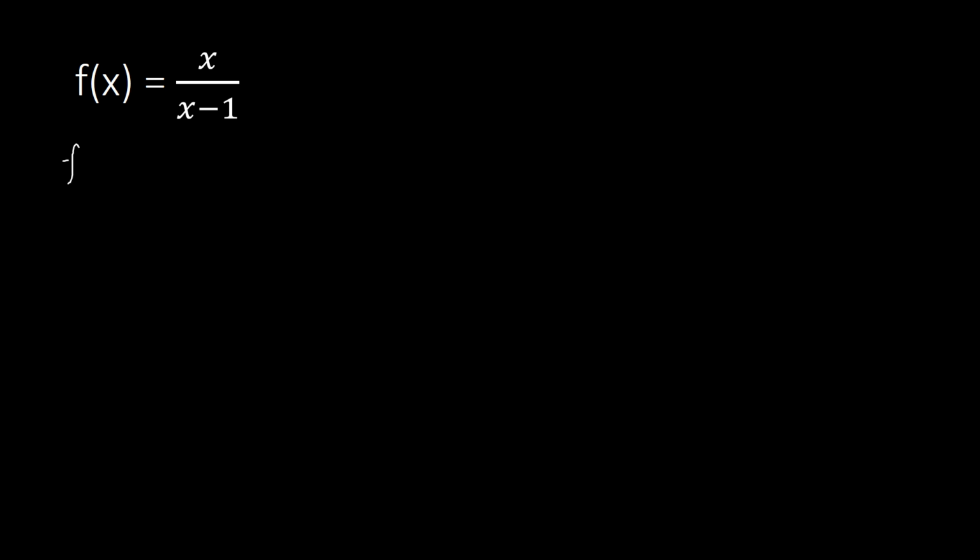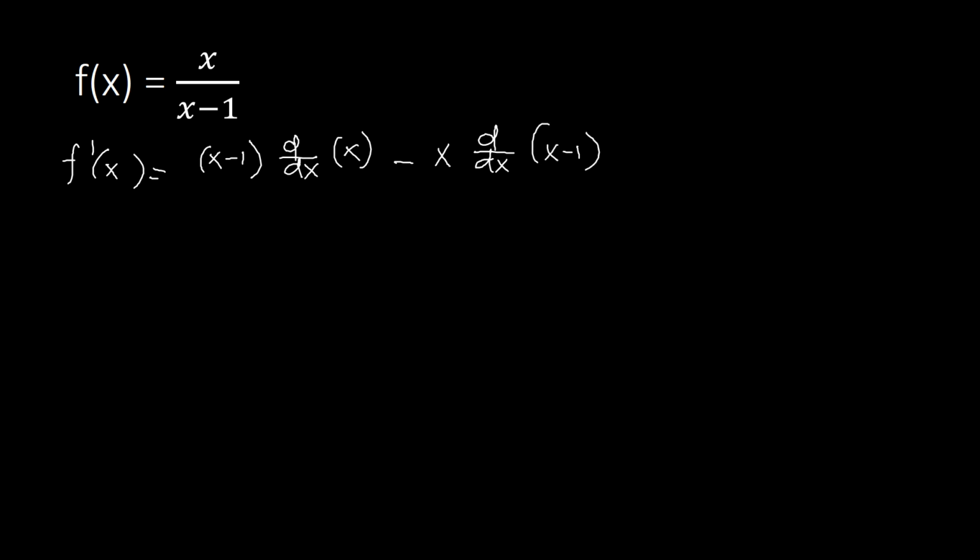So f prime of x, that's equal to, this is a quotient. So what we are going to do is to follow the quotient rule, in which we have x minus 1, the denominator, we copy that one, multiplied with the derivative of our numerator, which is x, minus our numerator x times the derivative of our denominator, which is x minus 1, all over the square of the denominator.